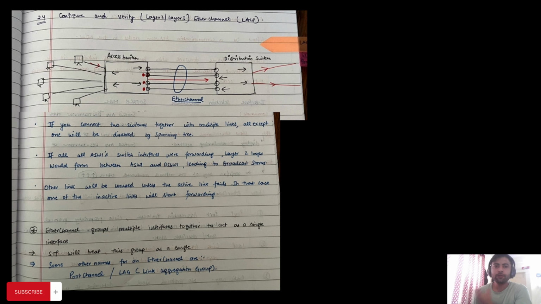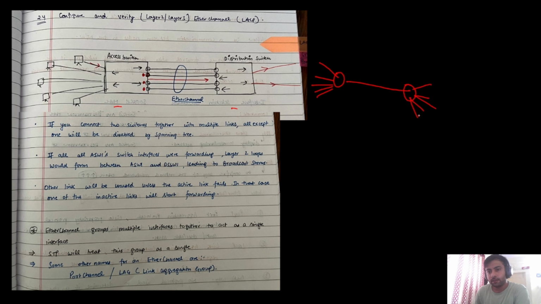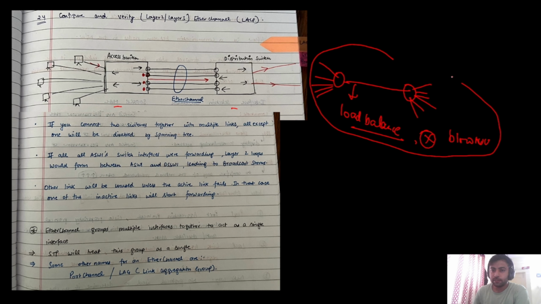In this video, we are going to understand what is layer 2 and layer 3 EtherChannel. So let us understand by an example. Let's say we have two switches and there's only one cable between the two switches. Do you think if lots of end devices are trying to communicate, this cable will be able to load balance? No, it is not the case. It will blow up if too much load is given to this cable. So that is the need of EtherChannel.